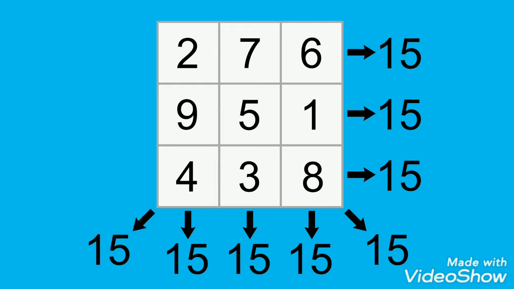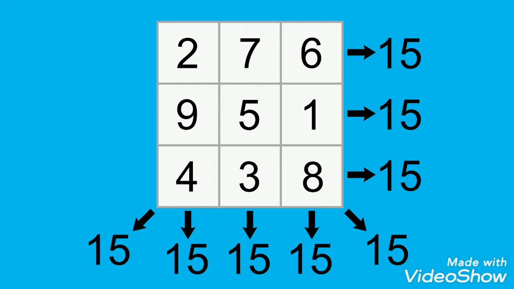Then coming to the second row, we have 9, 5 and 1. What is the sum of 9 and 5? Yeah, it's 14. Then when 14 is added with 1, we will get 15. Wow, the first row and the second row have the same value. Now moving to the third row, we have 4, 3 and 8. We know 4 plus 3 is 7 and 7 plus 8 is 15. So the 3 rows give us the same number 15 as their sum.